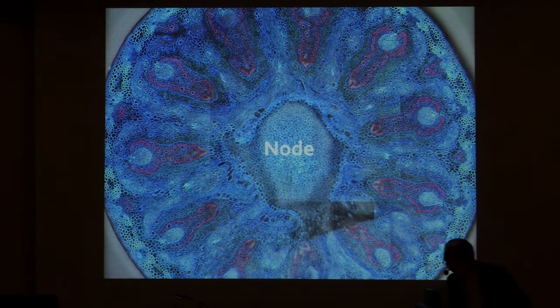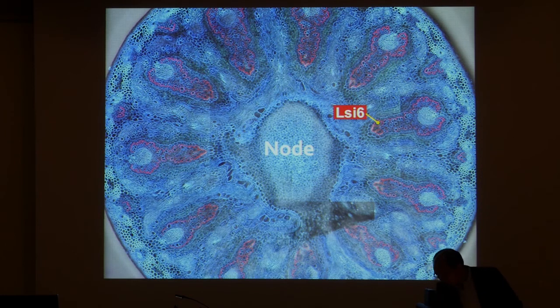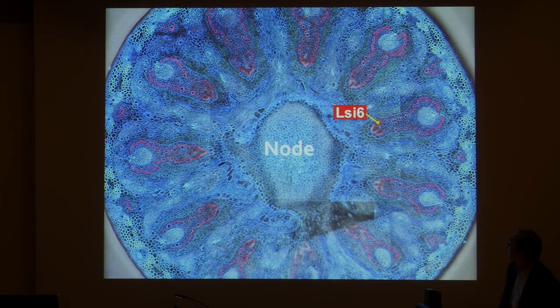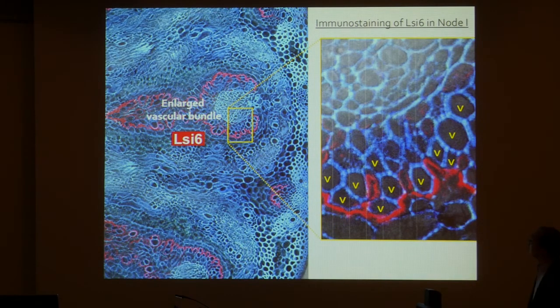And where is it localized? We did an immunostaining of Lsi6. As you can see here, Lsi6 is localized at the xylem transfer cell. So this is Lsi6. If you look at this picture, you can see that Lsi6 shows a polar localization. It is facing the xylem vessel. So it is responsible for xylem unloading of silicon.